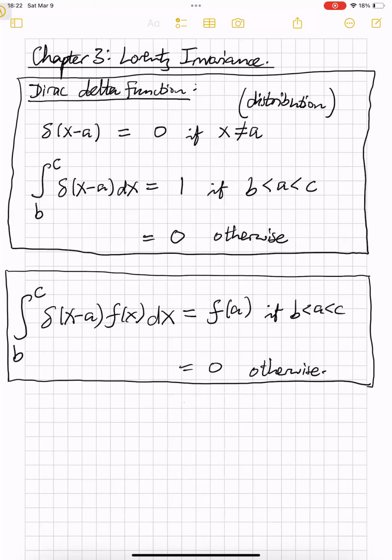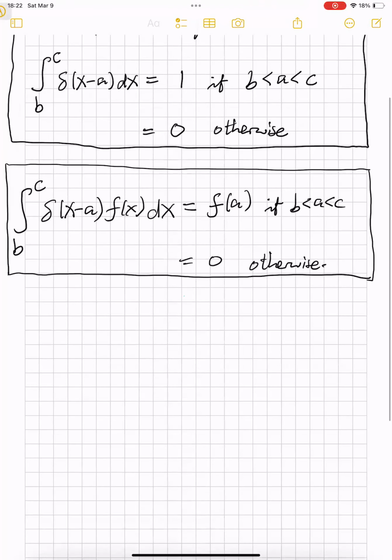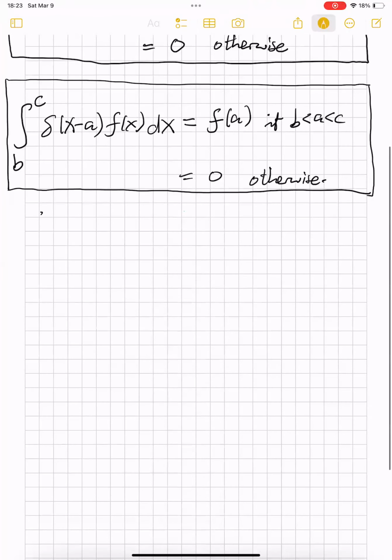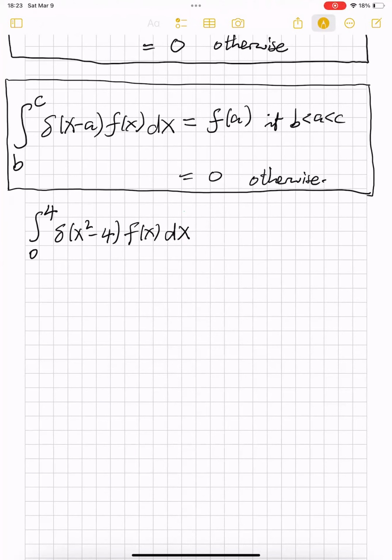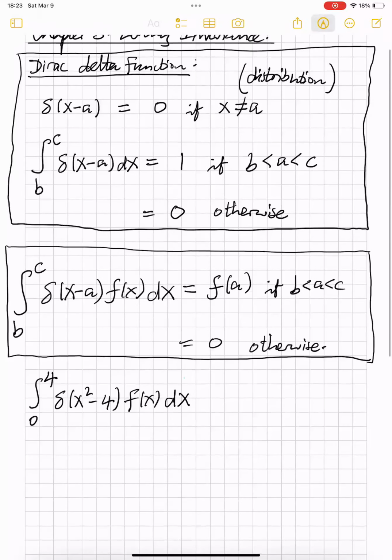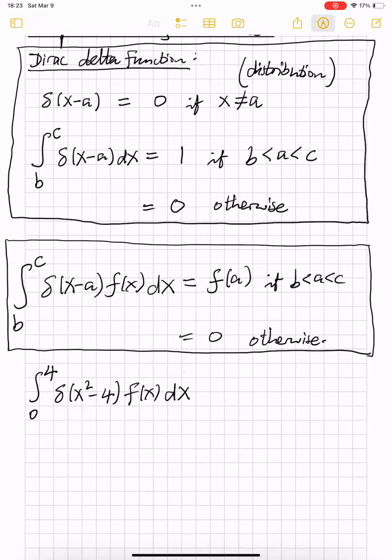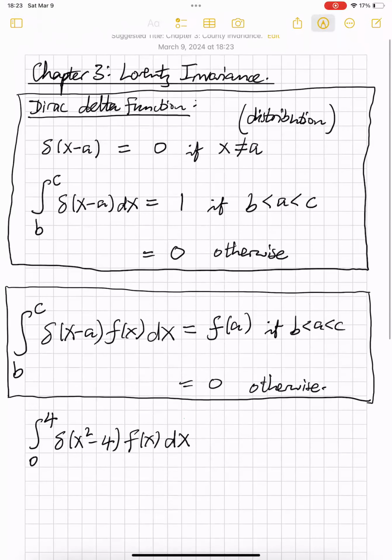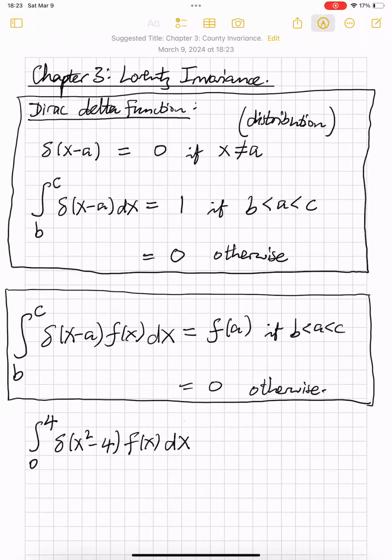Okay, so let's imagine doing the following integral. So we have got an integral from 0 to 4. We've got delta of x squared minus 4 times by f of x and dx. So I want to evaluate this integral. Okay. First of all, I want you to try do this integral with what you know so far. So please pause the video now and try to do the integral. Okay, good. Now let's carry on and you can compare what we do to what you did.